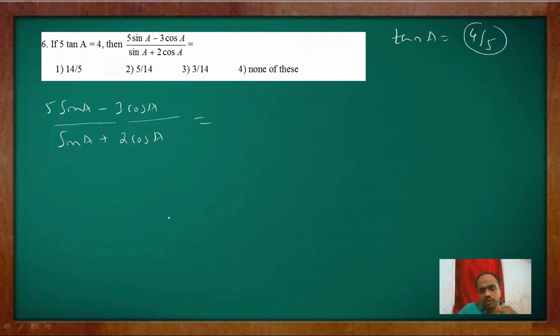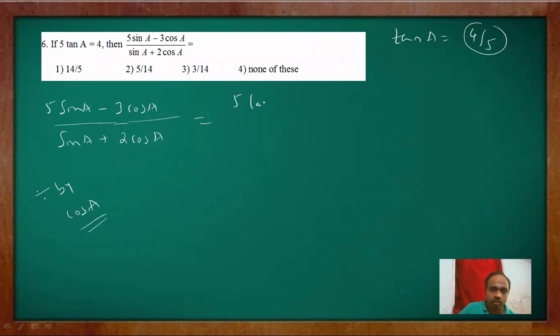So I will first go with the standard method. Then I will tell you the shortcut. First standard method, next shortcut method. So tan A value is 4 by 5. You have to find the value of this. How to convert sin and cos equation in terms of tan A? Divide by cos always. You know it. When you divide by cos, it will be converted in terms of tan because sin by cos is tan. So the first term will be 5 sin A divided by cos A.